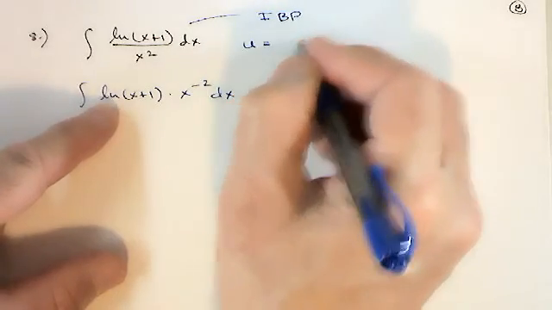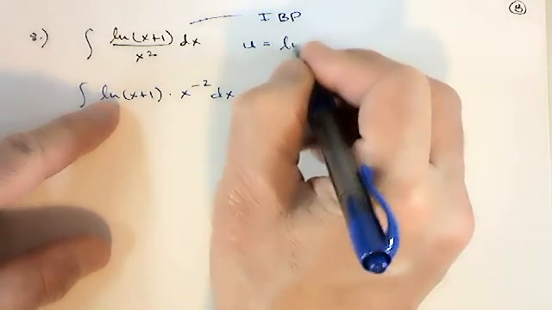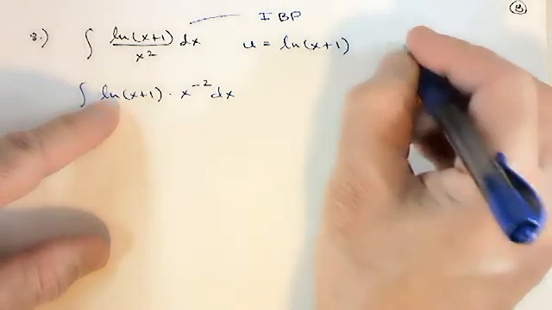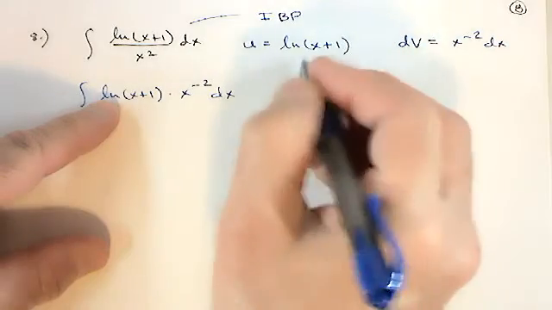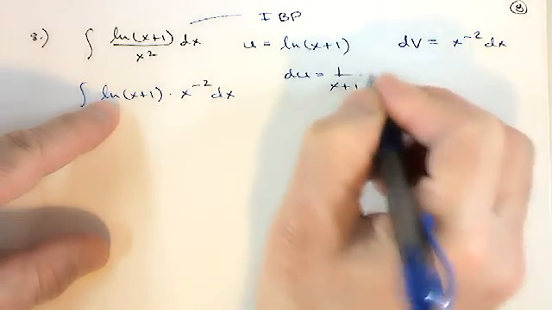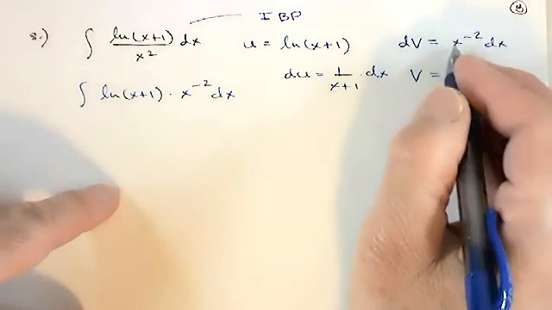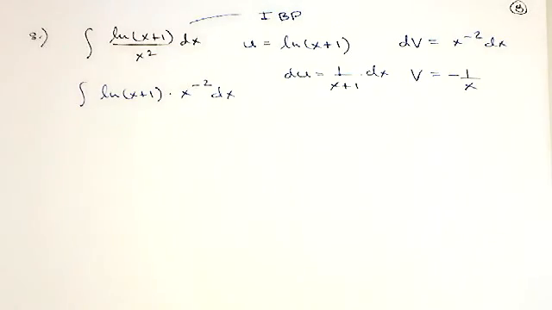So my u, which of these is going to become simpler when I take the derivative? Or if you use LIATE, u would be ln of x plus 1. dv is x to the negative 2. The derivative of this is 1 over x plus 1 times dx. And your antiderivative of x to the negative 2 is x to the negative 1 over negative 1, or negative 1 over x.